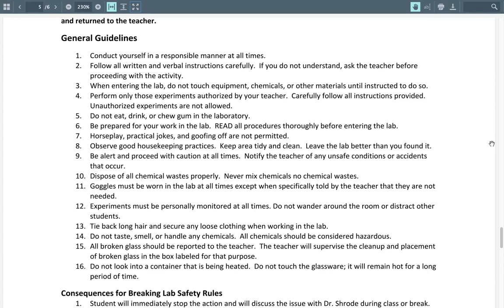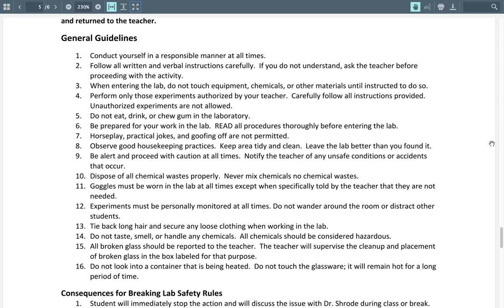Number 3, when entering the lab, do not touch equipment, chemicals, or other materials until instructed to do so, because you don't know what they're for. Number 4, perform only those experiments authorized by your teacher. Carefully follow all instructions provided. Unauthorized experiments are not allowed. So you will see in your lab boxes that there are a lot of things that look like you could just do whatever you wanted to with them, but we don't want you to do that. You need to do the experiments that we give you.